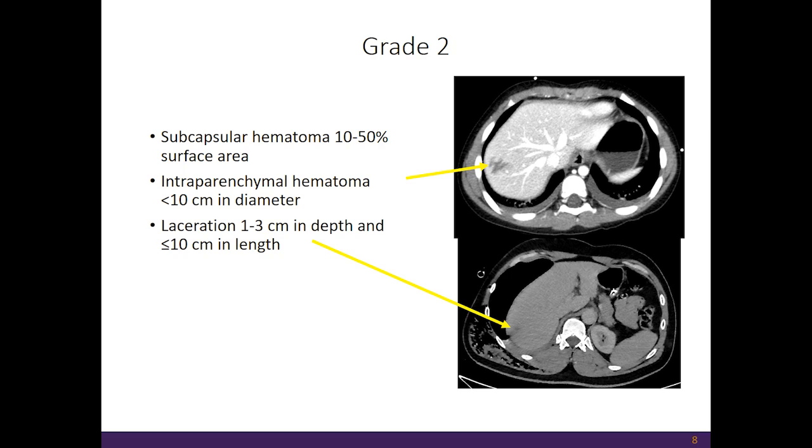Grade 2 injury is going to have a subcapsular hematoma, which is between 10 and 50% of the surface area, or an intraparenchymal hematoma that's less than 10 centimeters in diameter, as you can see from the top image, where there's an irregular hypoattenuation that's less than 10 centimeters in diameter in the right hepatic lobe. A laceration that's between 1 and 3 centimeters in depth will also get you a grade 2 measurement, and you can see that that goes up to 10 centimeters in length. As you can see in the bottom image, there's a laceration that's approximately 1 to 3 centimeters in depth.